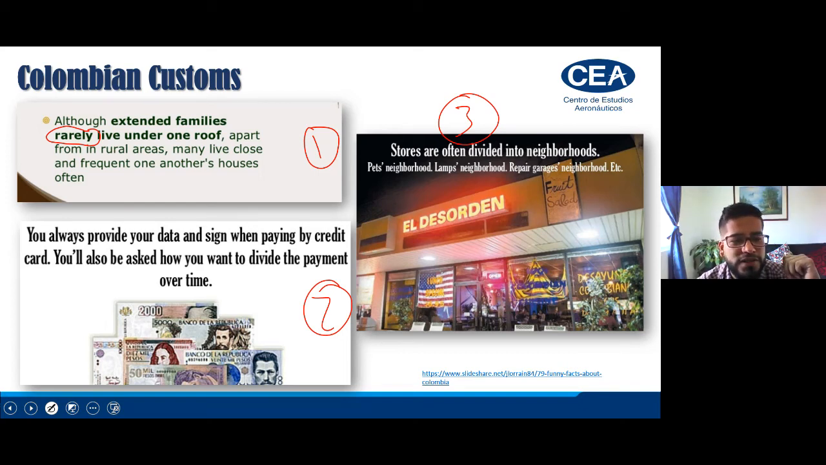So in this example, they say, aunque las familias grandes raramente, o sea, raramente viven bajo el mismo techo y, digamos, en áreas rurales, muchos viven cerca y con frecuencia visitan las casas de otros. Okay, this is a very Colombian custom, yeah.